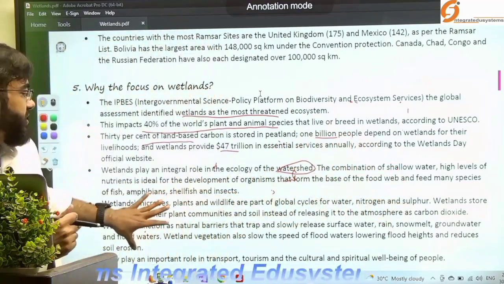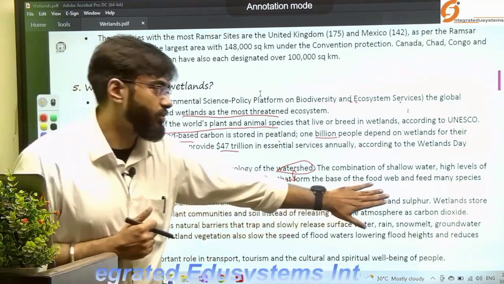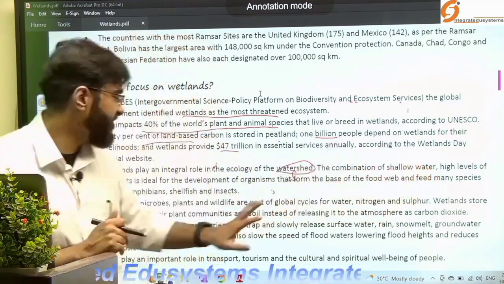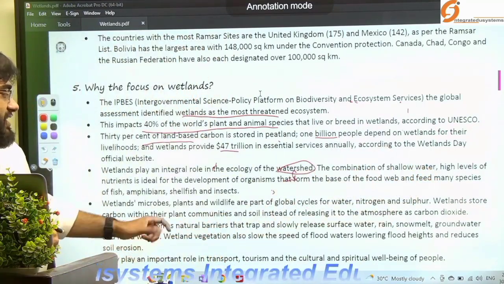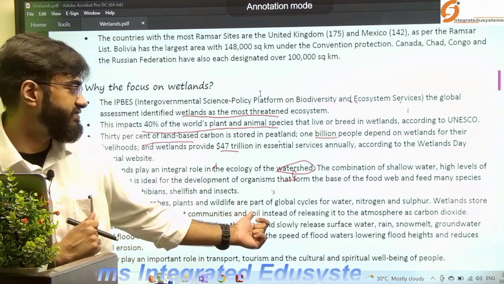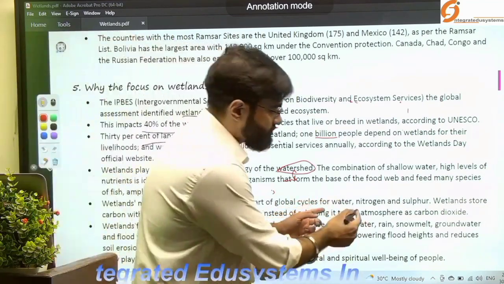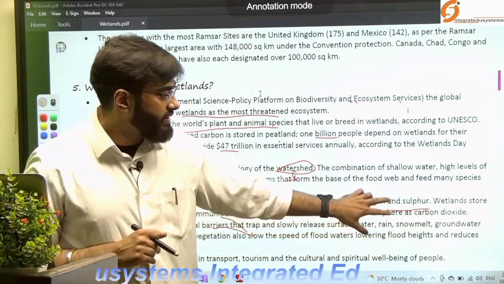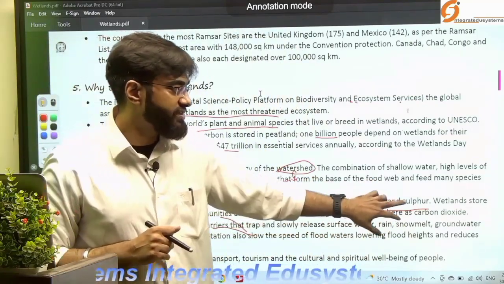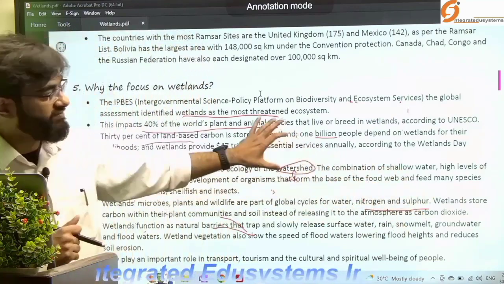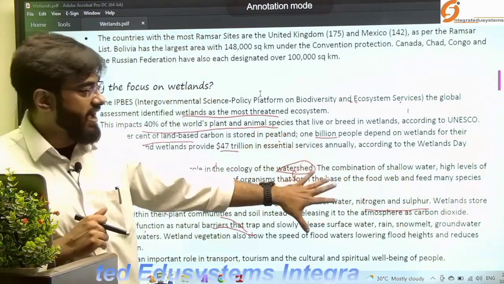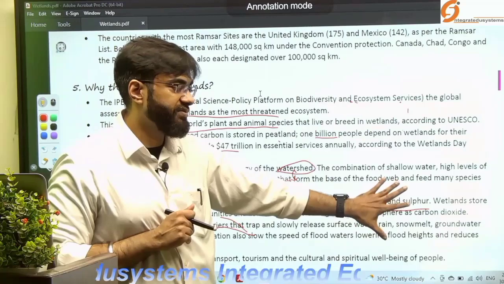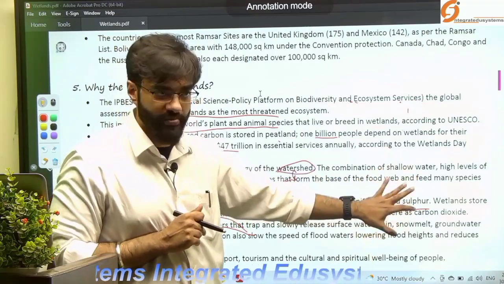Then a combination of, again, nutrients, more or less the same, the food web, which feeds many species. Then wetlands, microbes, plants and wildlife, global cycles for water, nitrogen and sulfur. Again, the nitrogen cycle, the sulfur cycle, although emphasis has been reduced, but still I have seen recently questions in the Haryana PCS also, which were based on this.